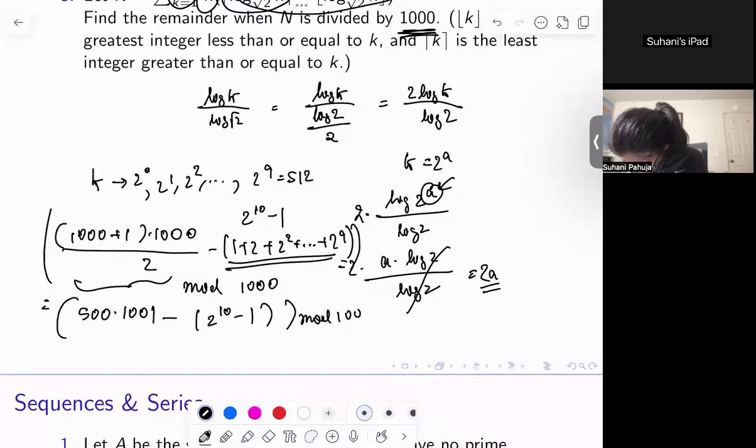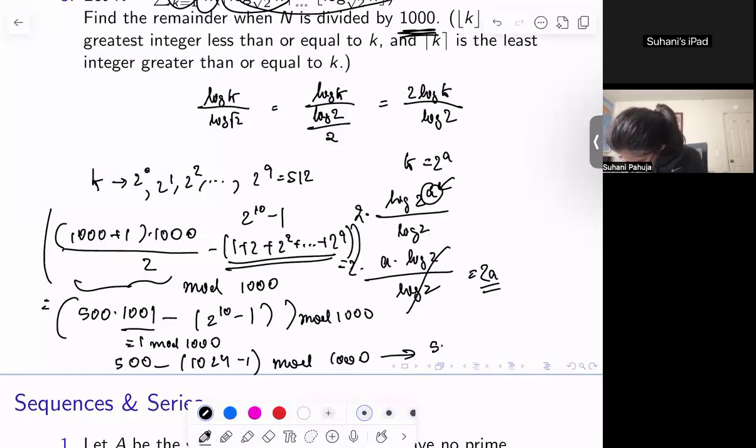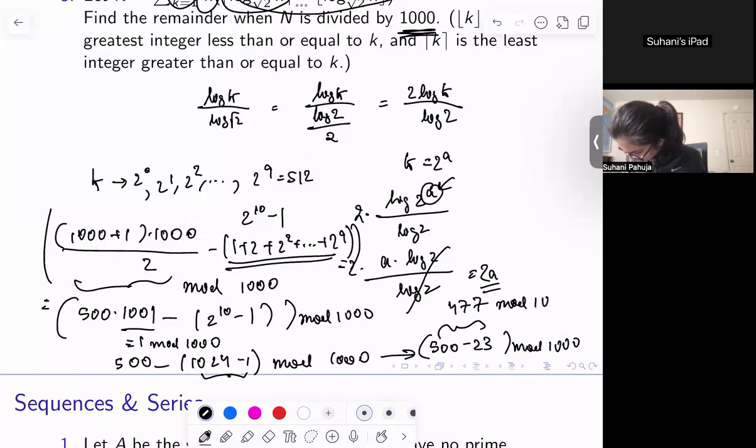We note that 1,001 is just congruent to 1 mod 1,000. So this becomes 500 minus 1,024 minus 1 mod 1,000. This is 500 minus 1,023, which is just 23 mod 1,000, which ultimately becomes 477 mod 1,000. And that is our final answer for this problem.